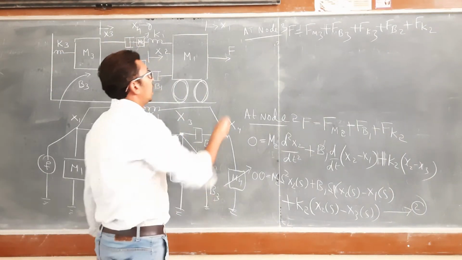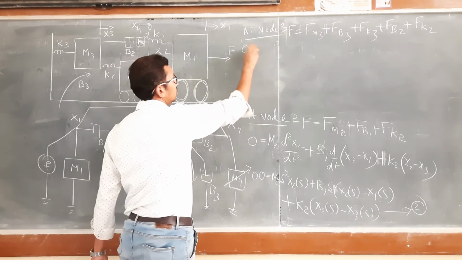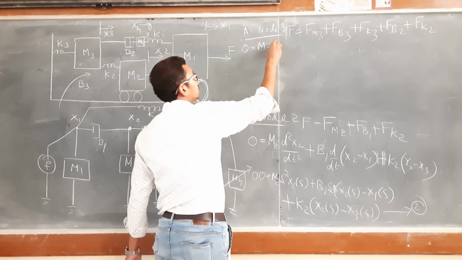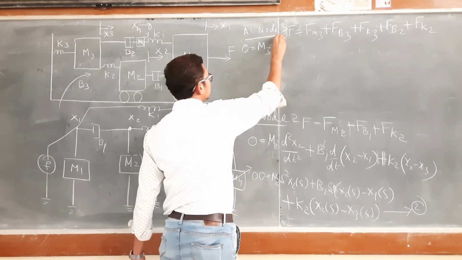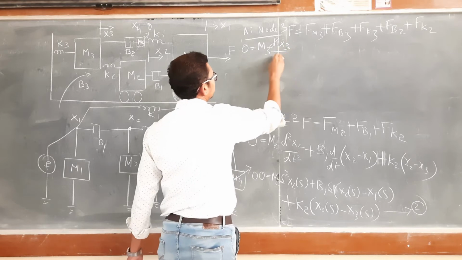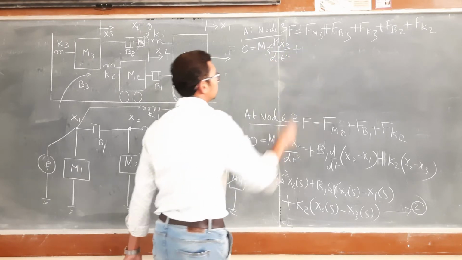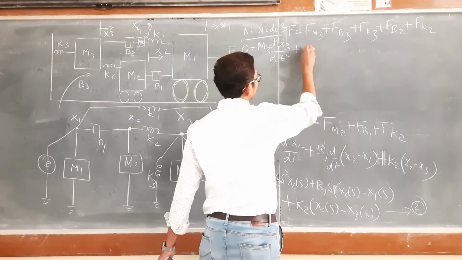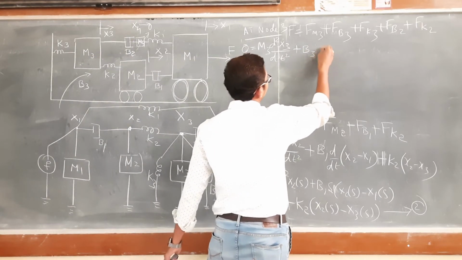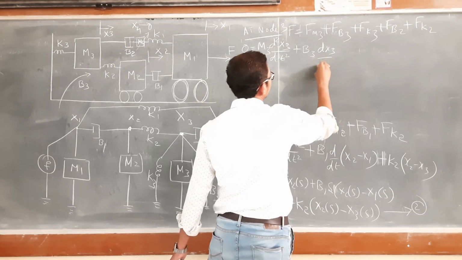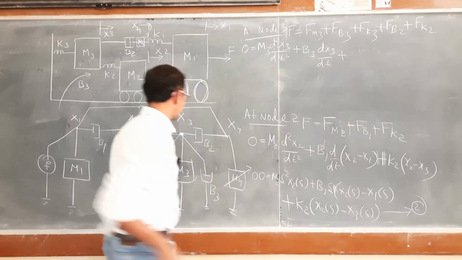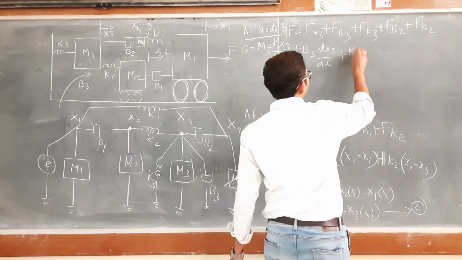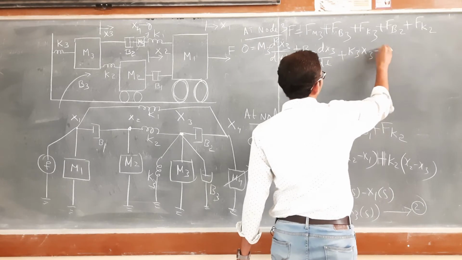Next, whether there is an applied force? No, 0. So m3 d square x3 by dt square plus b3. So this is also with reference to the reference plane. b3 dx3 by dt plus k3. This is also with reference to the reference plane, so it will be k3 x3.